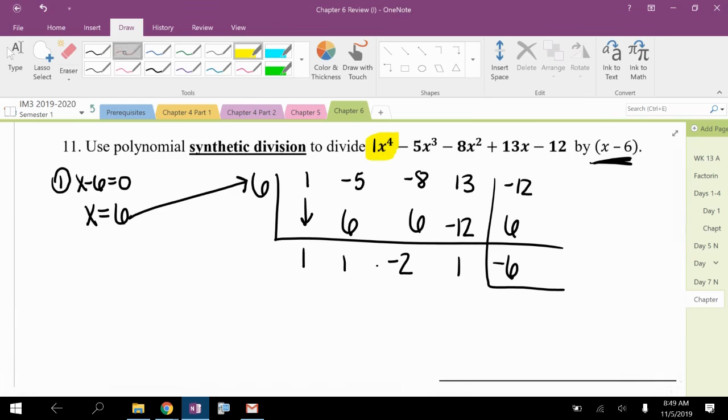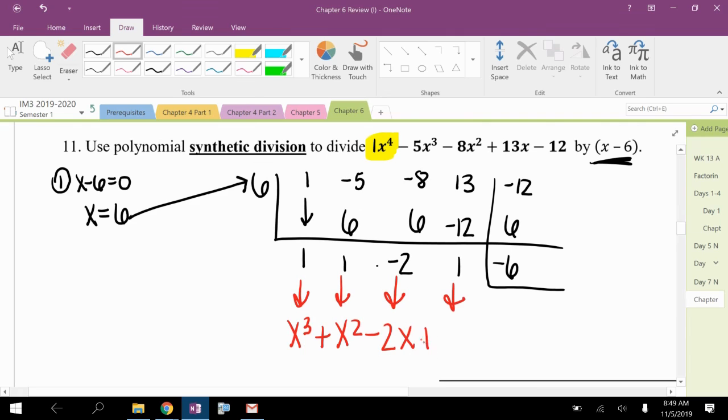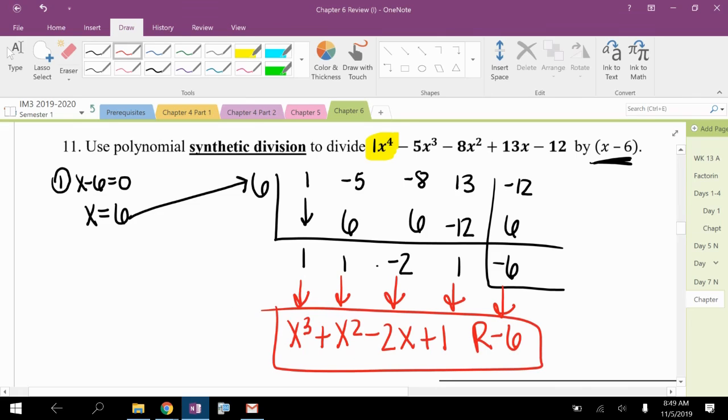Okay, but remember, we always go down a power. So I started at x to the 4th. So this guy is going to be 1x cubed, go down a power, plus 1x squared, go down a power, minus 2x, go down a power, plus 1, with a remainder of -6. And now again, you won't even have to write this down because you're going to see the answer off to the side in your multiple choice.